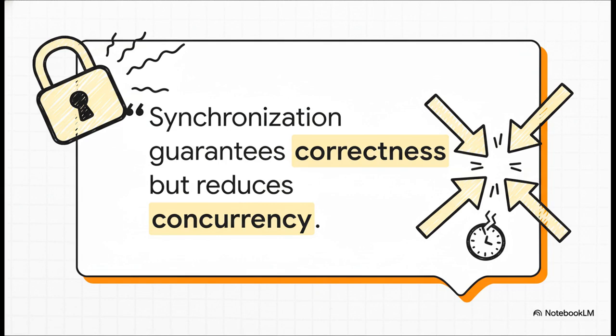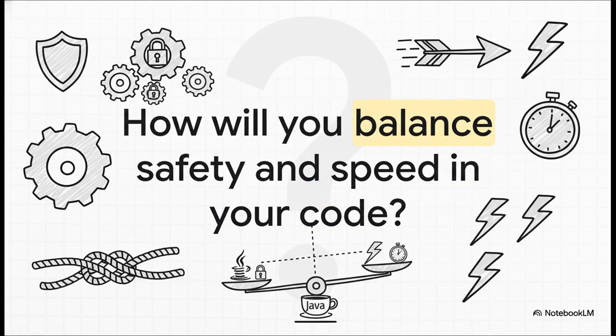And that really brings us to the core idea, the big takeaway from all of this. Synchronization is a trade-off, plain and simple. You are trading some of your application's concurrency, its ability to do things in parallel, in exchange for a guarantee of correctness. A good engineer knows how to use synchronized. A great engineer knows how to design their code to need as little of it as possible by keeping those critical sections tiny. So we'll end on this thought.